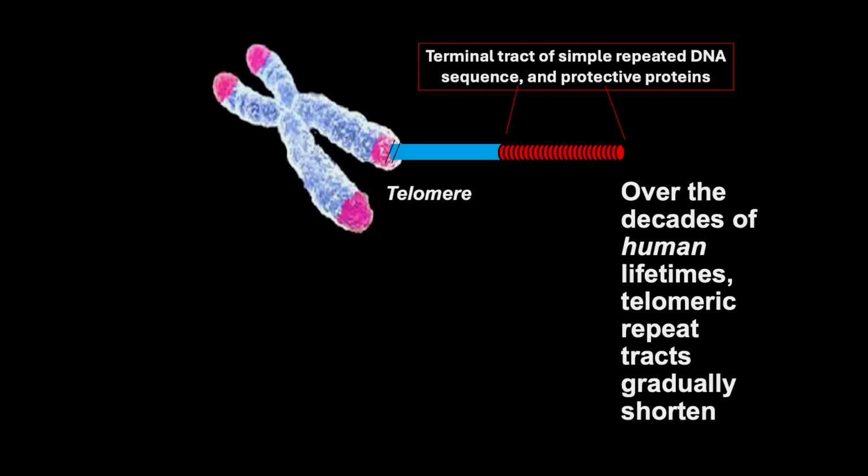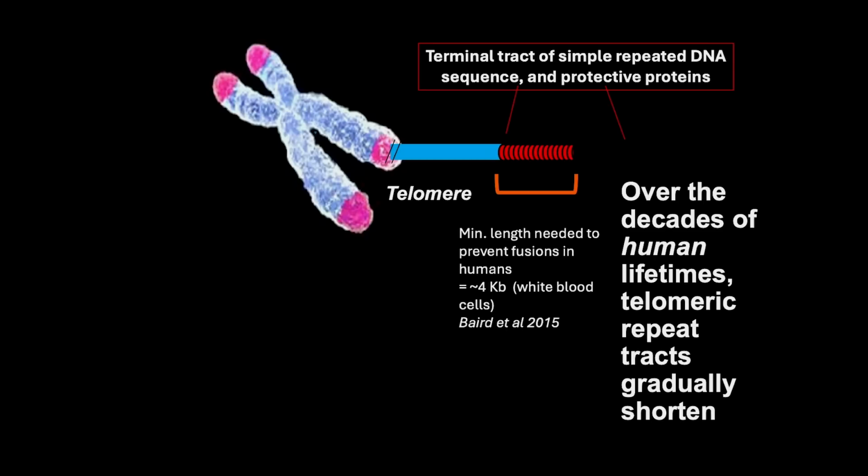But over the decades of human lifetime, there's also a general shortening of the telomeric DNA, and it's gradual, but it varies a lot, and that's the interesting thing, is the variability, and I'm going to talk a lot about that. Now, that variability has a real consequence, because if the telomere gets too short, as I'll show you, there are some severe consequences, very well studied for cells.